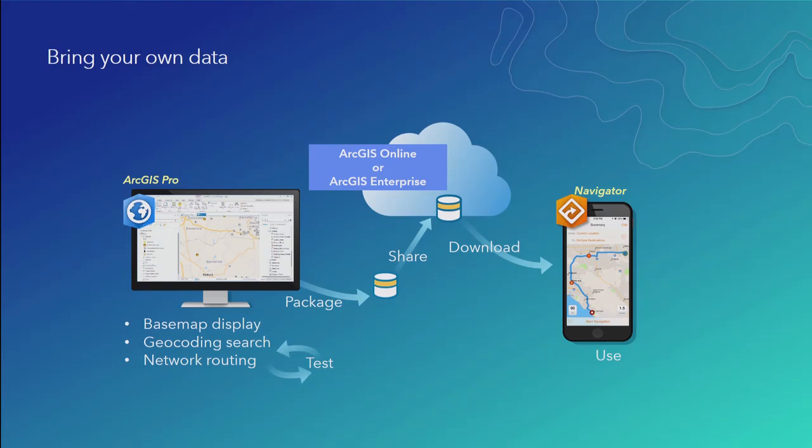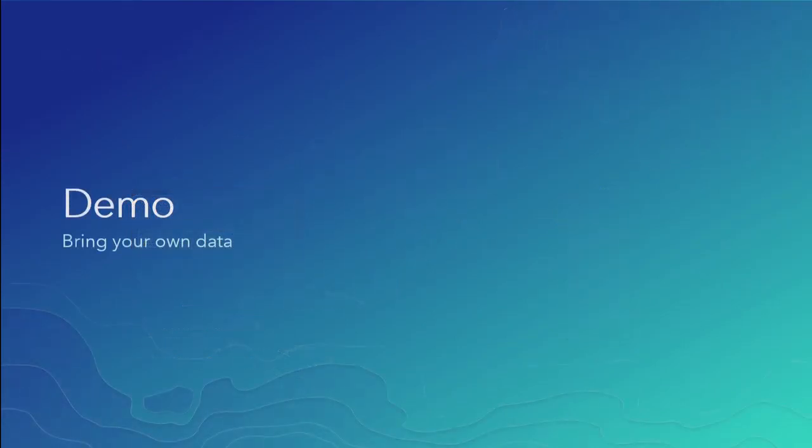If it works in Pro, if you can geocode in Pro, if you can route in Pro, you should be able to package it up and use it in Navigator. Once you package it, share it, and then the Navigator users can access that. And Mark's going to show us, it's very similar, but creating a map from all your own data.